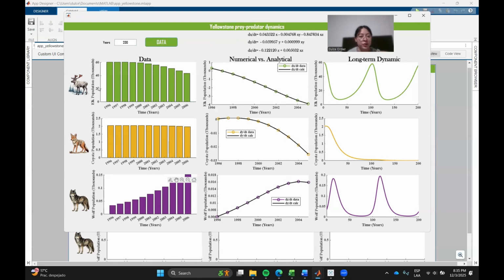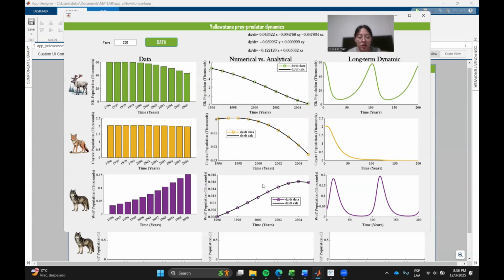In the first row we have the elk data, the second row the coyote data, and the third row the wolf data. In the first column of plots, we have the data as Yellowstone Park provided it. I didn't change anything; all the data is as it is. This plot serves to see how the data changes over time and how the data is before applying the simulation or the model to predict the population.